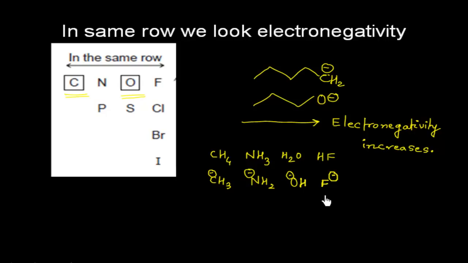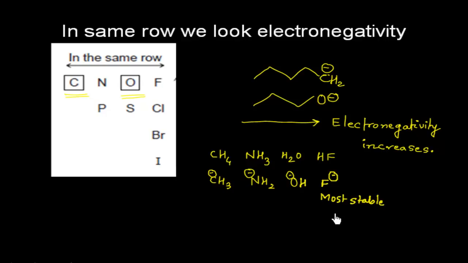F minus is the most stable because we have the atoms carbon, nitrogen, oxygen, fluorine. They belong to the same row. This means I have to look at the electronegativity of the atoms. Fluorine is the most electronegative, so this is the most stable. So stability goes in this direction, and fluorine is the most stable.